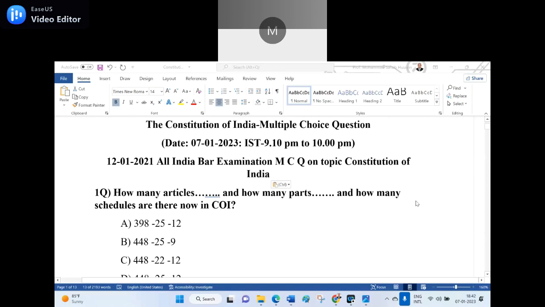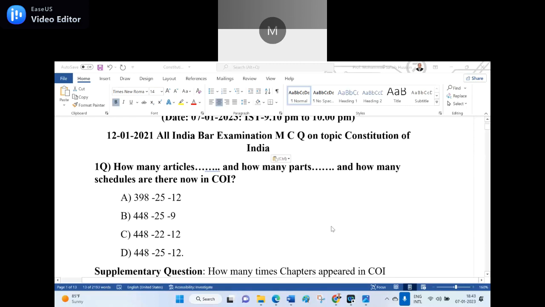First question. How many articles, how many parts and how many schedules are there now in the Constitution of India? Of course, it's a general question, but I want to show something more. The options given here are: A, 398, 25, 12. Option B, 448, 25, 9. Option C, 448, 22, 12. D, 448, 25, 12. Option C is correct, sir. 448, 22, 12. Are you sure? Yes, sir.